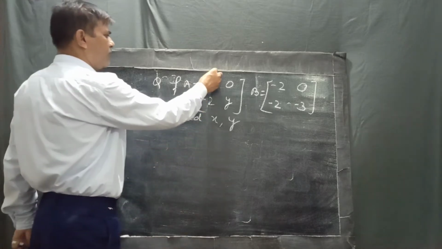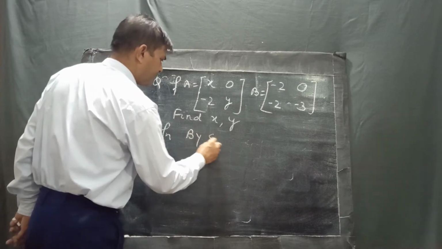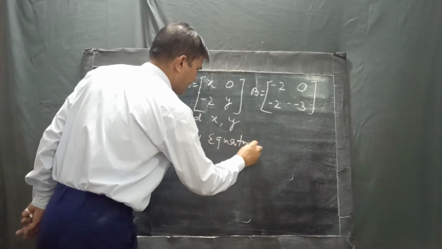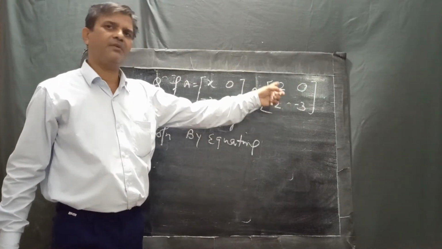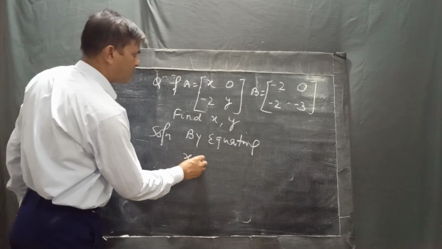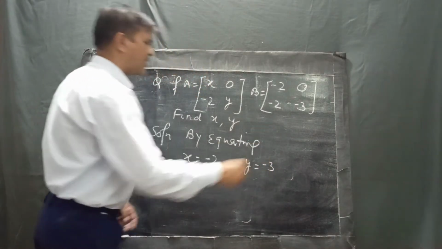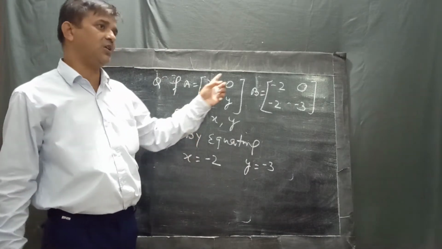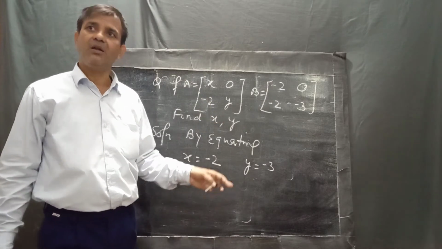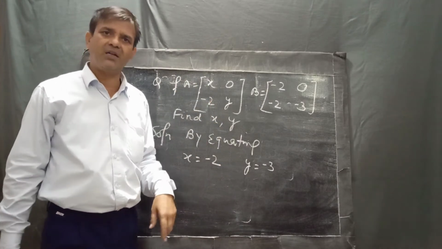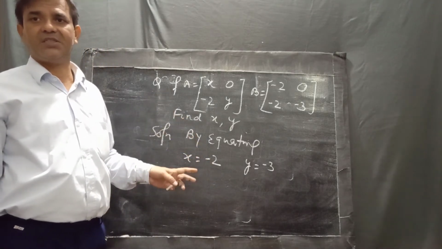Okay, so now the solution by equating, which means that A11 is equal to A11 of matrix B. So x is equal to minus 2 and y equals minus 3. This is the right answer, based on equality of two matrices. Okay, which is a very important question or most expected question for first semester exams 2021-22. Okay.